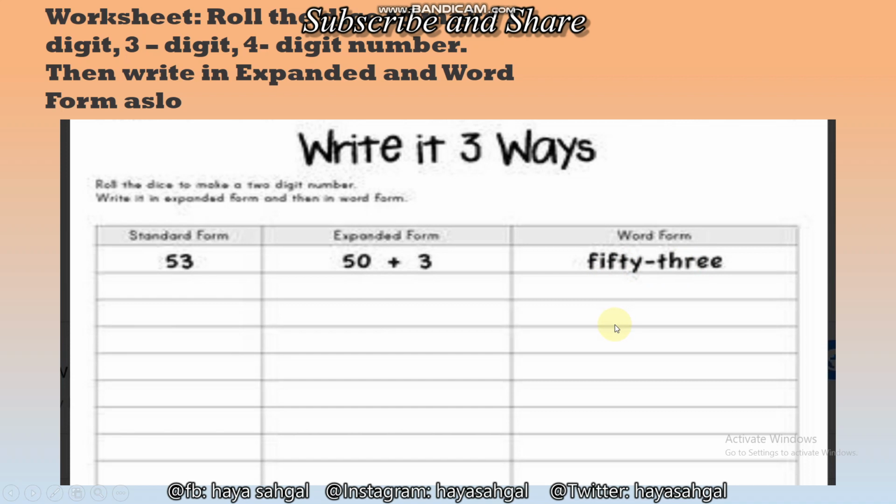So in this way you have to write 5 more numbers. Okay, over here you will write 5 more numbers in standard form, then you will write it in expanded form, then you will write it in word form. You will get 10 marks for that, and then you have to submit it in your Google class.